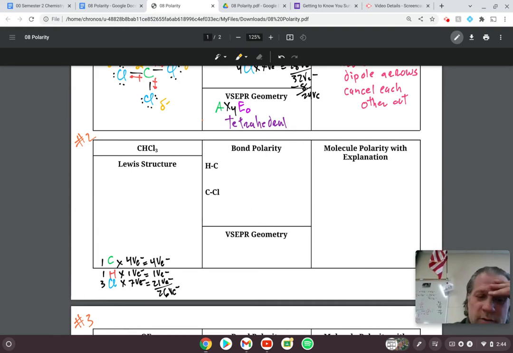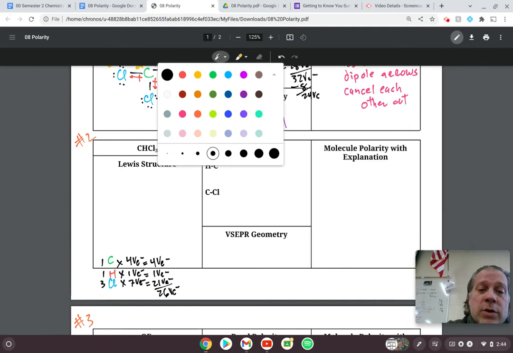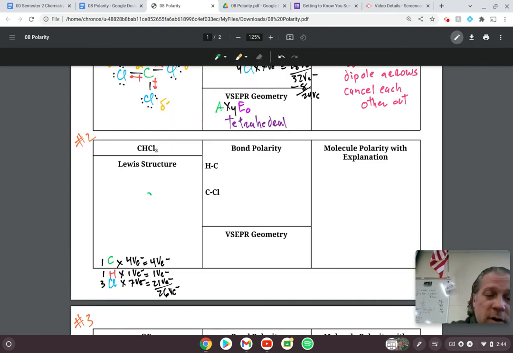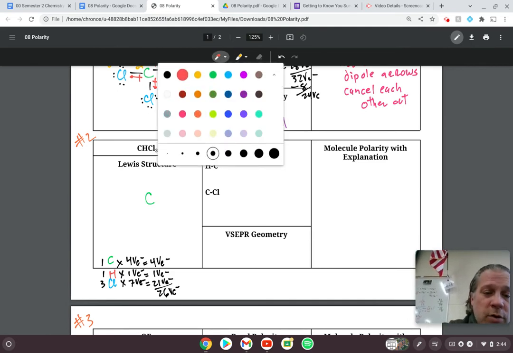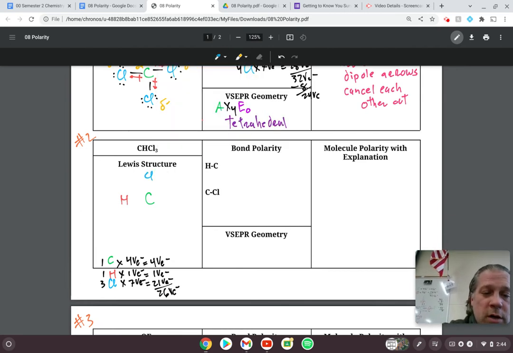And so we need to start by placing our central atom. So in this problem, I have carbon being my central atom. I'm going to attach a hydrogen to that carbon, and I'm going to attach chlorine, chlorine, chlorine.